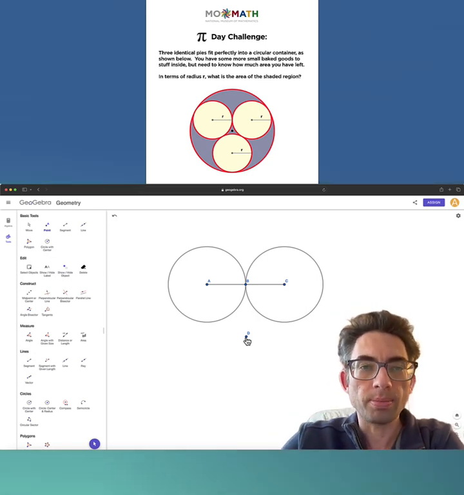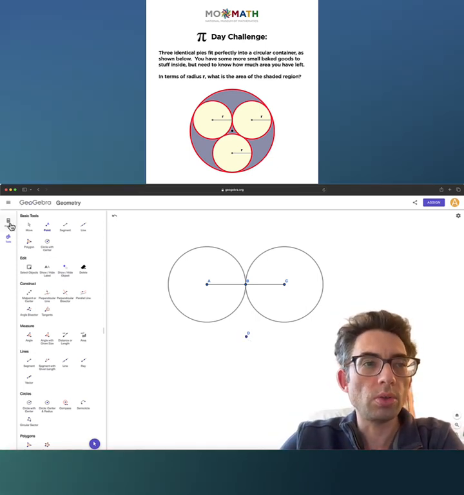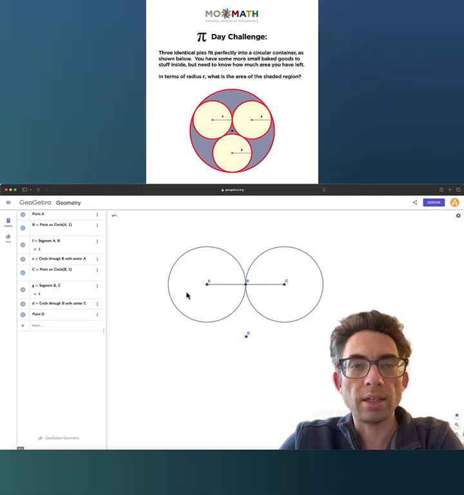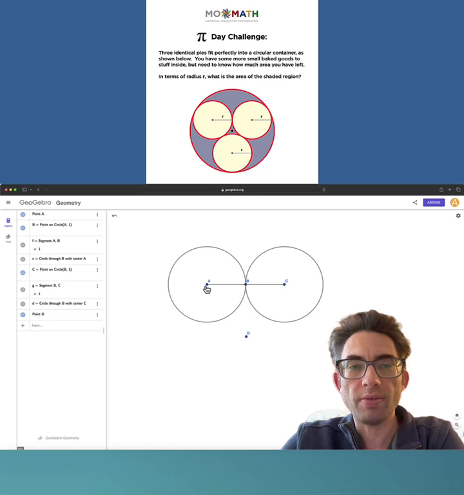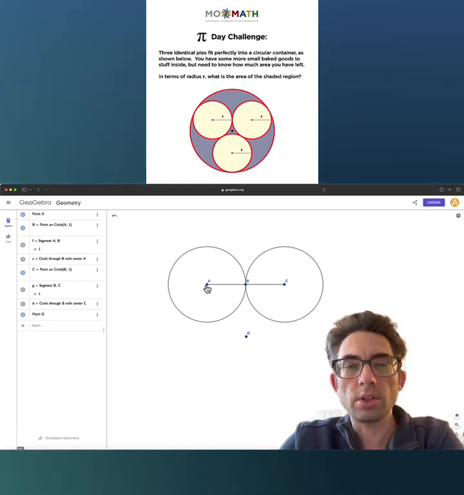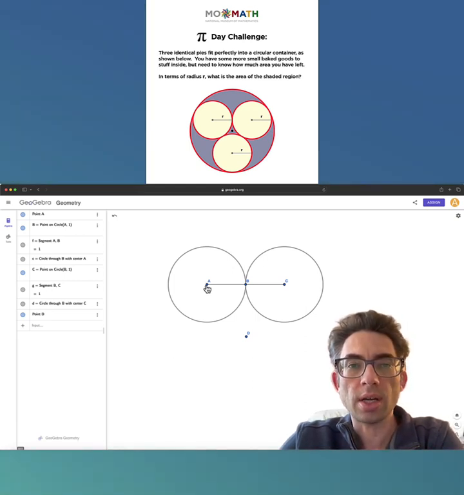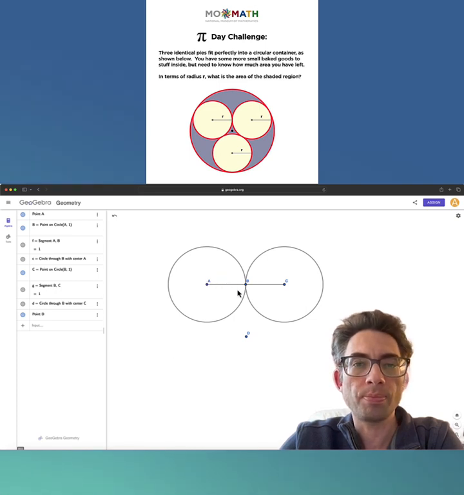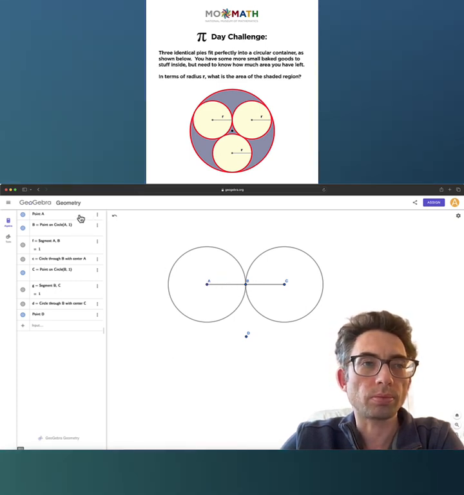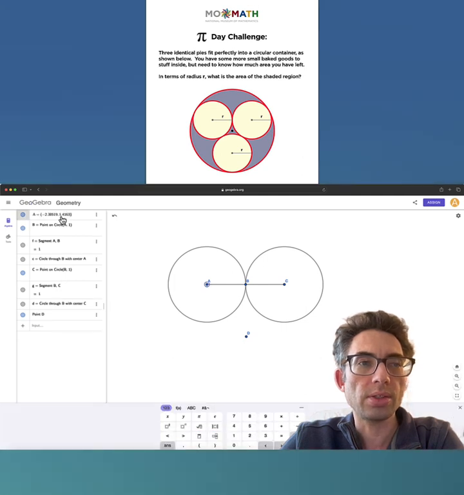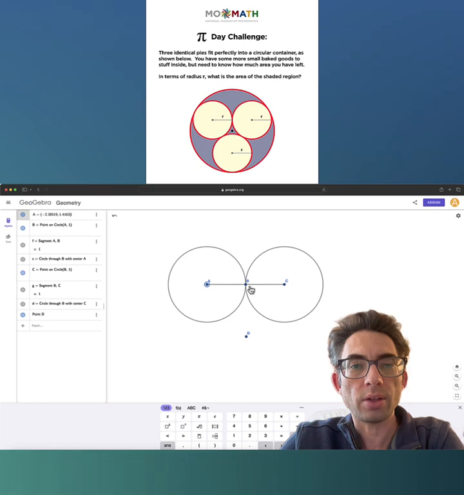So let's do that. We'll go to the calculator, and B's y value is the same as A's y value, because they're on the same horizontal line with a slope of 0. It's flat. So A is 1.4163, so that's also B's y value.